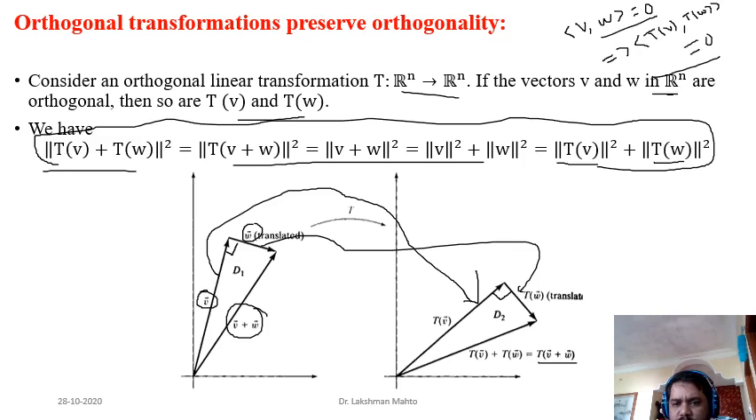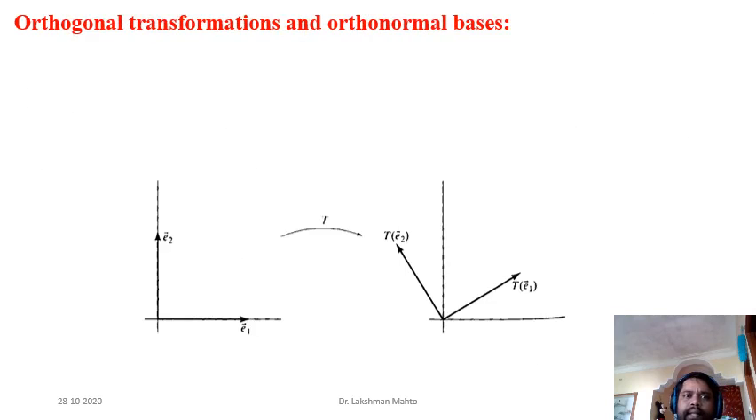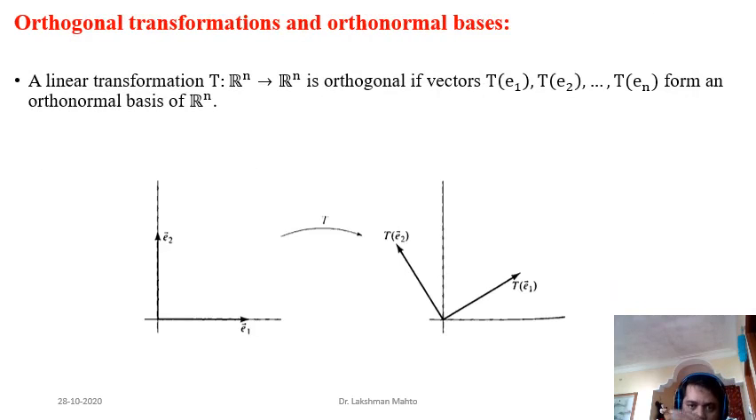That means when you are able to express the square of the norm of this one as a sum of the squares of the norms of the smaller sides, and the angle between the smaller sides is 90 degrees, that is the famous criterion of the Pythagoras theorem. So it satisfies the Pythagoras theorem, or you can say the Pythagoras law. That's why an orthogonal transformation always preserves orthogonality.